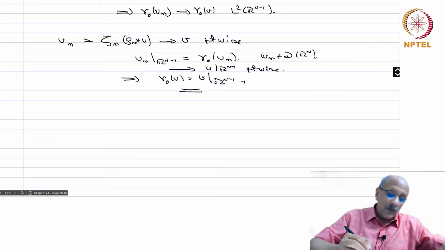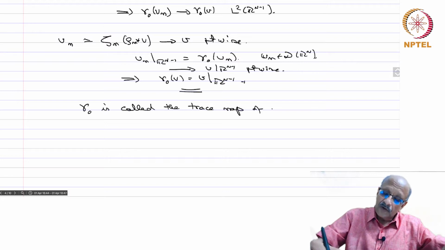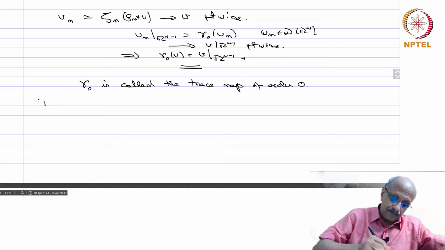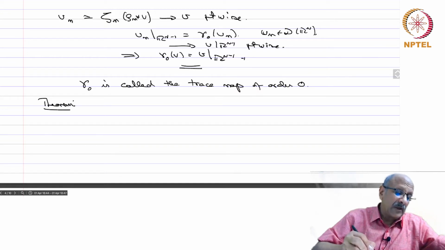So now, gamma naught is called the trace map of order 0. So our next theorem states that the range is not all of L2 of Rn minus 1.